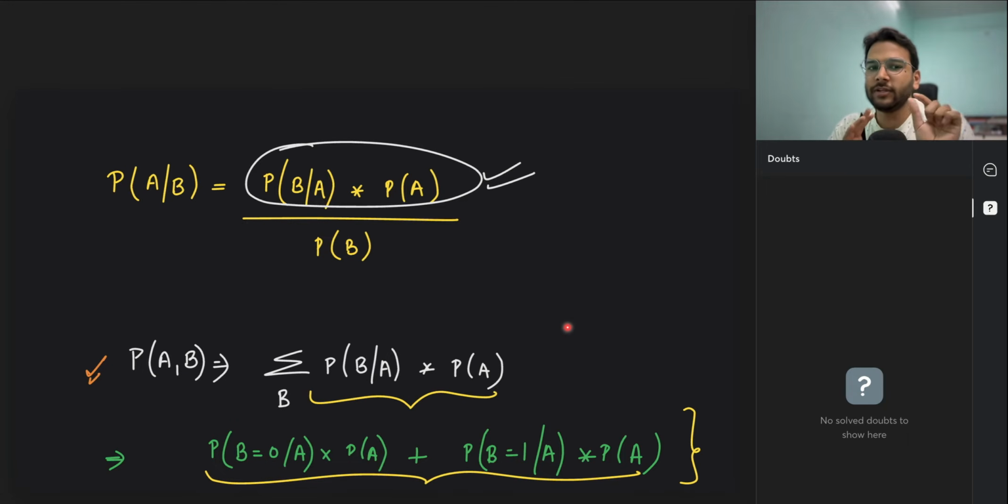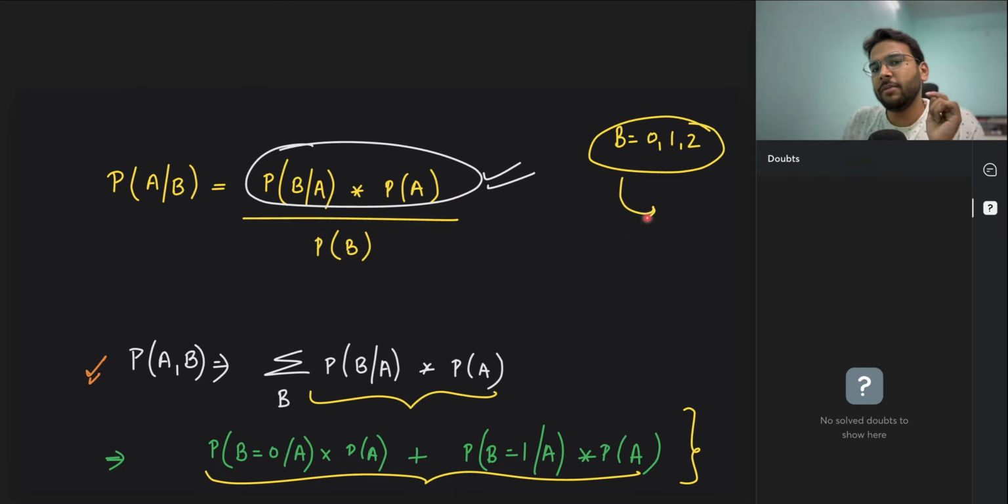Let me just extend this question. Here I told you B is a binary random variable. If I simply say that B can have 3 possible values, let's say 0, 1, 2, can you tell me how many multiplications and additions will be needed in that case?